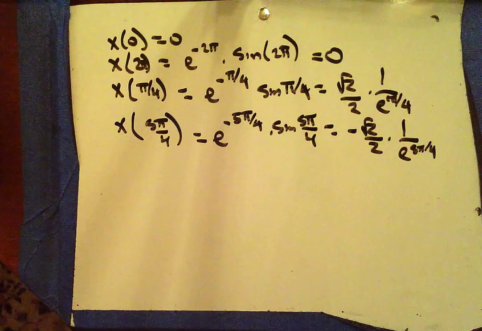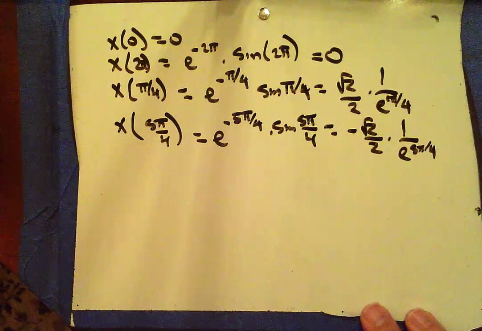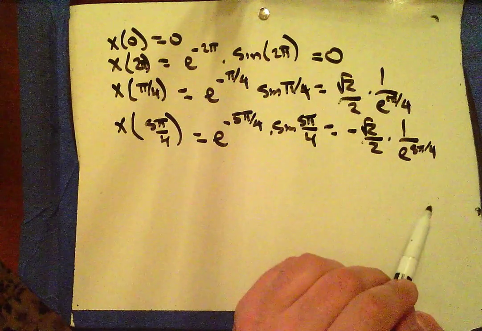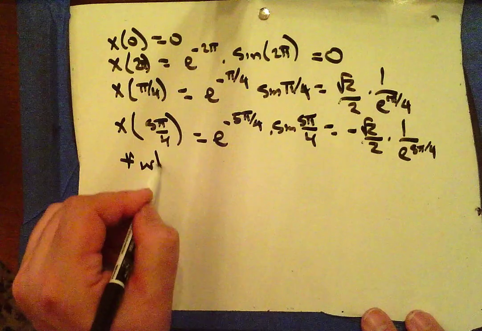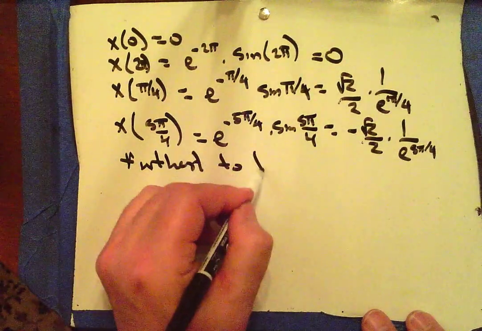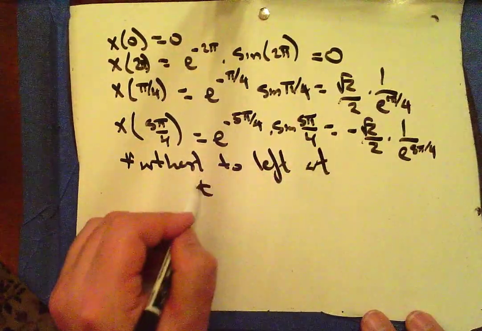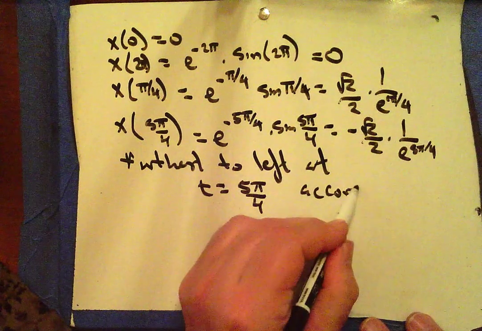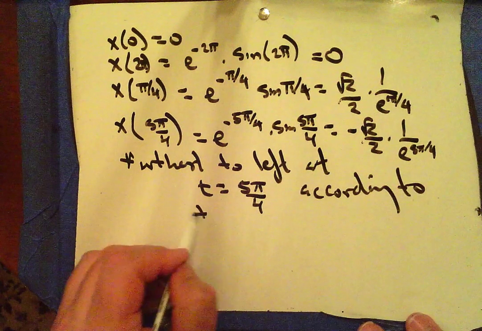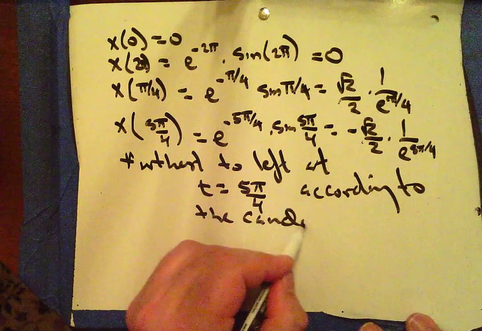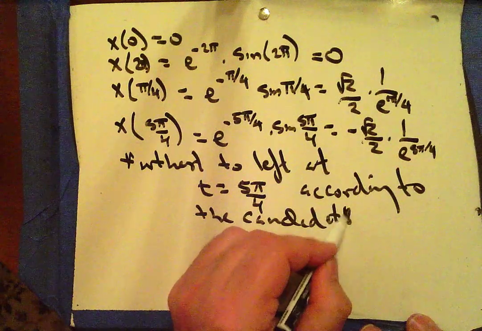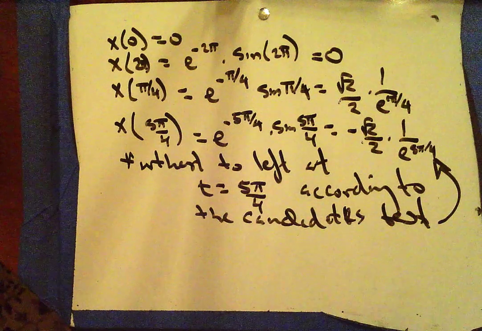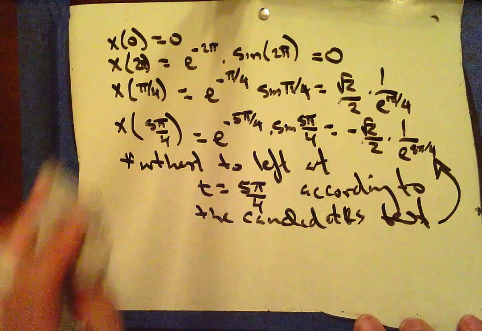Okay, so furthest to the left is most negative. Both of these are positive. This is 0. This is positive. This is the only negative one, so I'm furthest to the left at t equals 5 pi over 4 according to the candidates test. Okay, and I justified my answer.